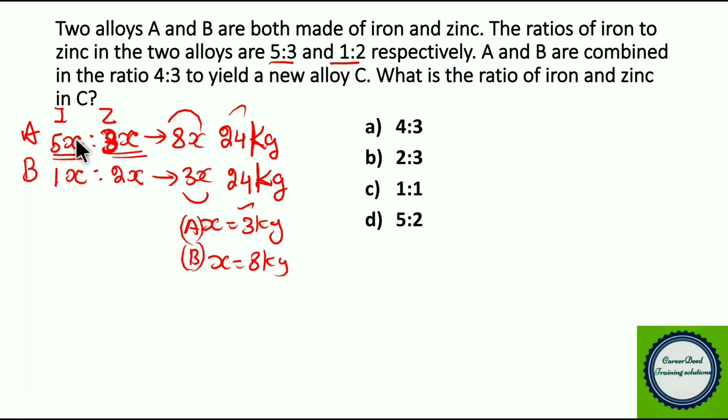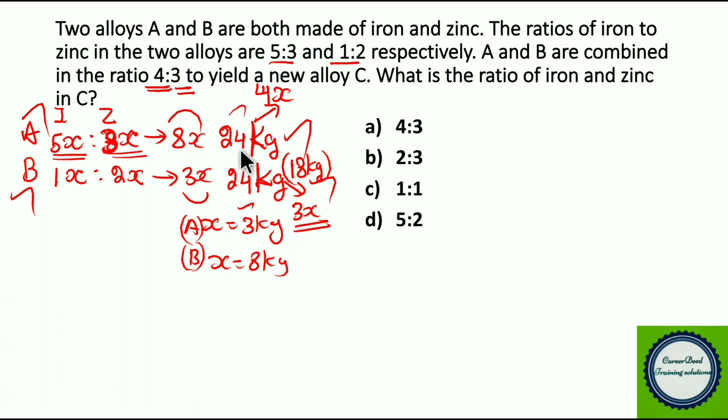So in alloy A, we are taking only 4 parts. And in alloy B we are taking only 3 parts, right? So from this 24 kg we are taking 4 parts, and from this 24 kg we are taking only 3 parts. Now students listen, if you take this 4 parts as 100%, these 3 parts will be 75% of this 100%, right? So what is 75% of 24 kg? You get only 18 kg. That means if you take 24 kg from alloy A, you have to take only 18 kg, that is 3 parts, from alloy B.